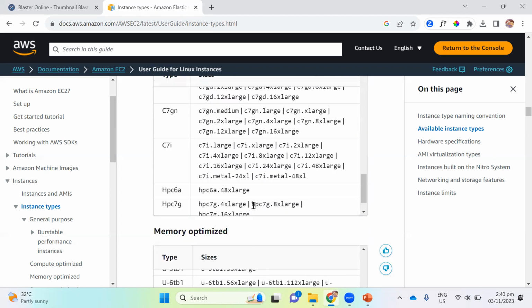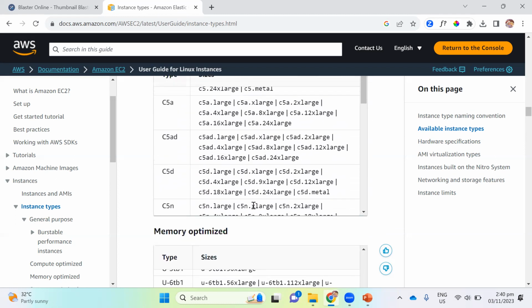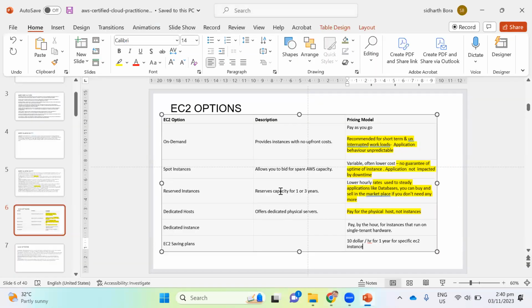No need to go in depth because this is not required for AWS Cloud Practitioner. So in the coming up video, we will see what are the different EC2 instances and other things which we might be required to understand in the AWS Cloud Practitioner exam. So I'm making these notes for you so that you understand in the upcoming lecture.